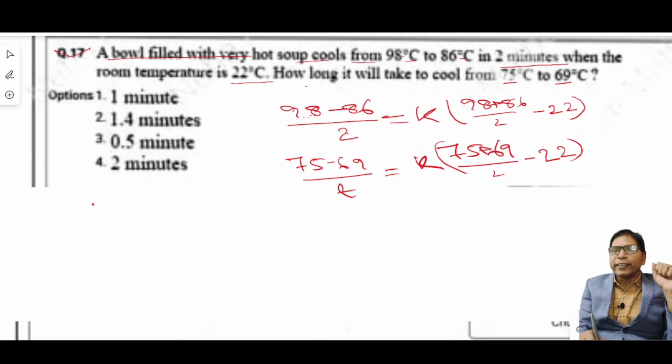Therefore, look at this, 6 equals K into this 92 minus 22. Okay. Now 92 minus 22, so this is 70. Therefore, K equals 6 by 70. Now put the value of K here. Look at this, this is 6 by 70.